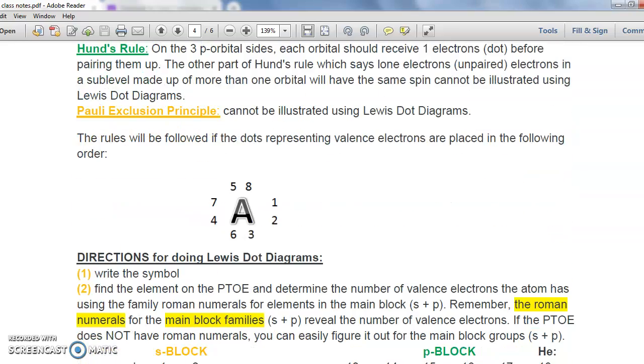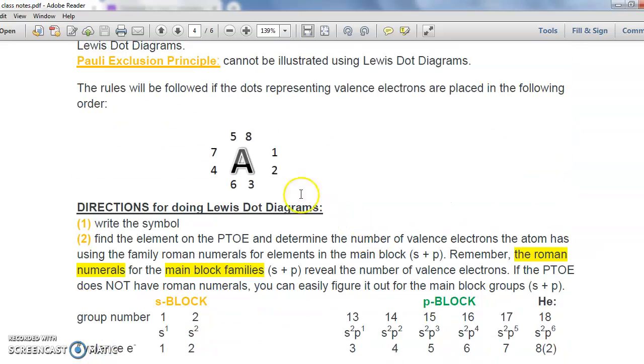So we're talking about doing Lewis dot diagrams. Really, as we mentioned, all you have to do is write the symbol, find the element on the periodic table of the elements. If it's a main block element, you can use the Roman numeral to tell you how many valence electrons it has.